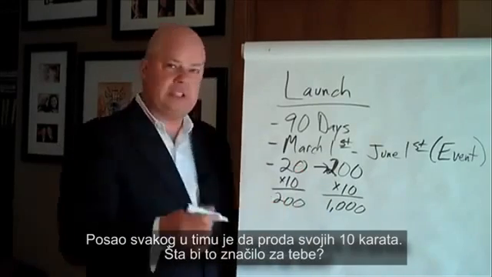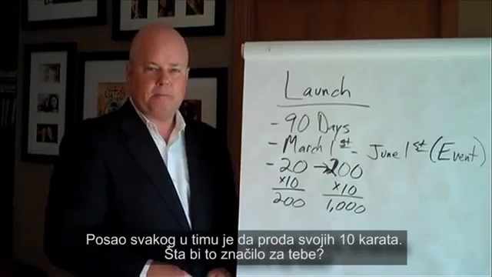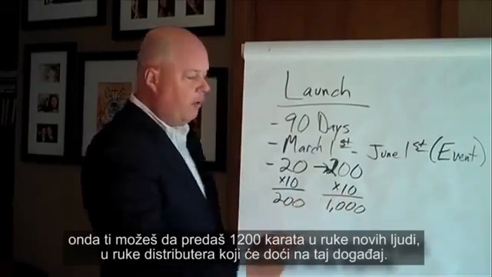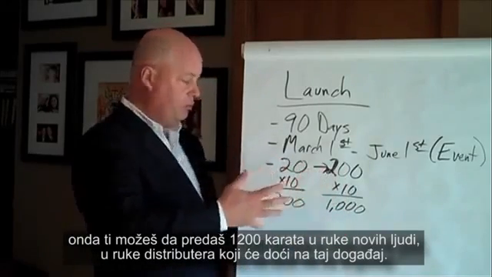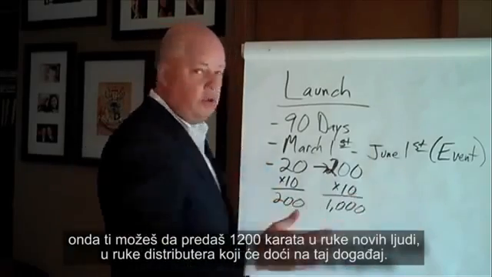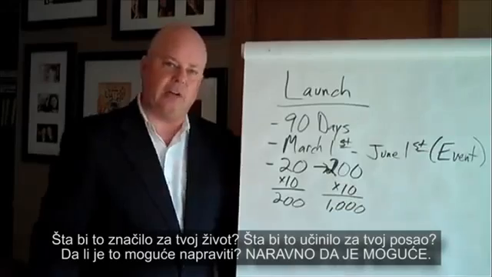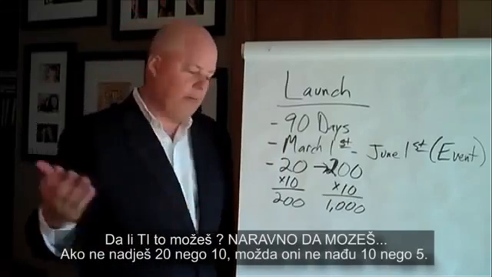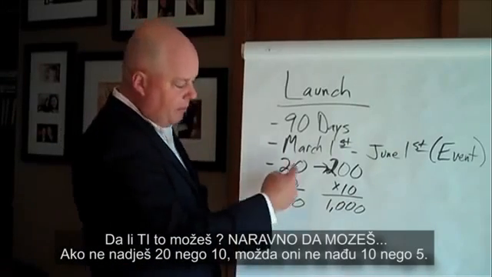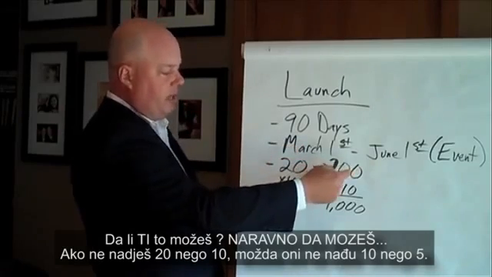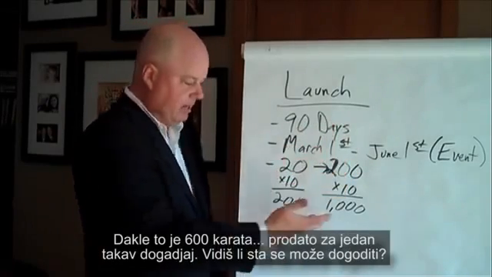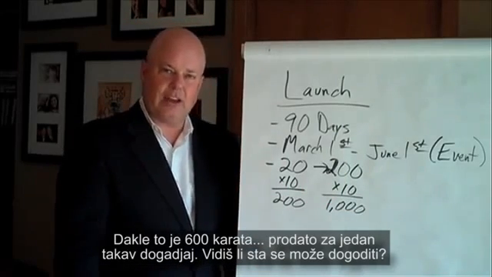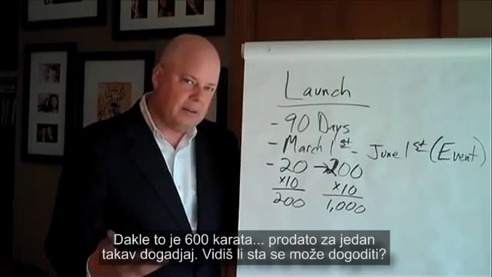And everybody's job was to make sure that they had 10 people in that event. What would that do for you? If you're able to get 20 and they're each able to get 10, you could get 1,200 tickets into prospects' hands or into distributors' hands and into that event. What would that do for your life? What would that do for your business? Is this possible to do? Of course it's possible. Can you do it? Of course you can. Now, maybe you don't get 20. Maybe you get 10. And maybe they each don't get 10, they get 5. But you still got whatever that is, half, 600 tickets sold to an event like that. You see what would happen?